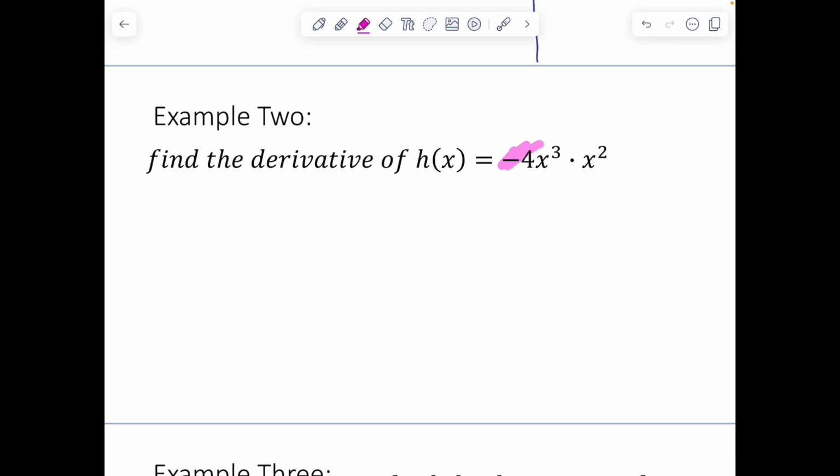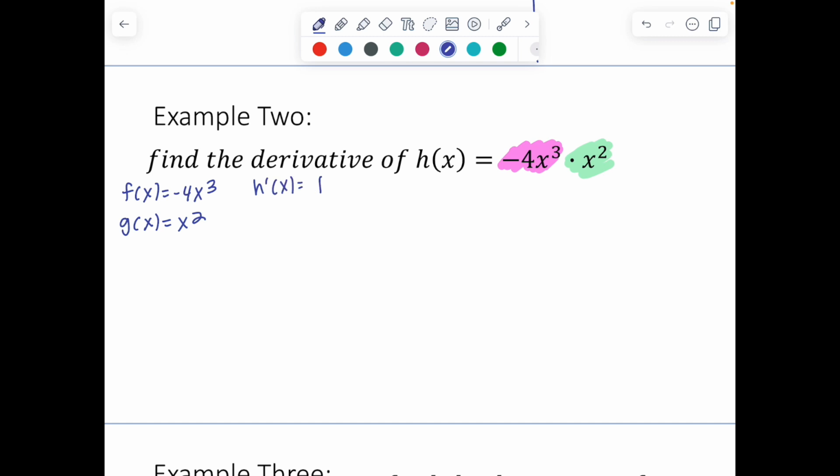So I'm going to call this first function, the one that I just highlighted, f of x. And so that's negative 4x cubed. And then I'm going to call the second one g of x. And to remind you, the product rule says the derivative of the first function times the original second plus the first function times the derivative of the second. And so that means I need to know the derivative of the first function, which would be negative 12x squared. So I'm just taking the derivative of this. These two go together. And then the derivative of g of x is 2x.